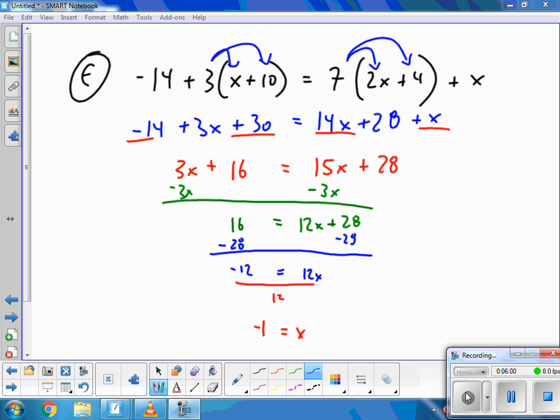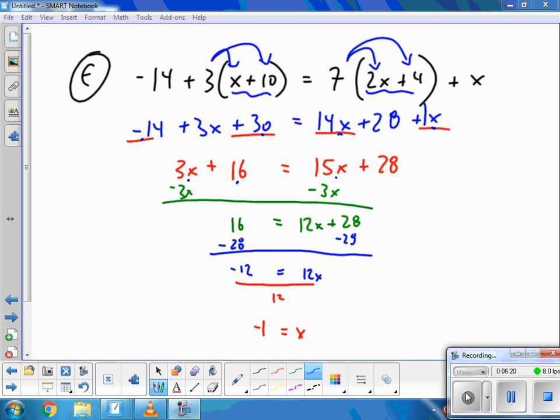All right, how'd you do on these ones? I distributed the 3 to everything inside here, distributed the 7 to everything in here. I did combine like terms on both sides. Negative 14 and 30 gave me a 16. I had a 14x and an x, and that's really 1x. That's what's going on there, and that gave me 15x.